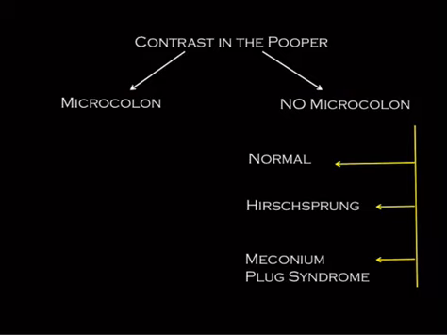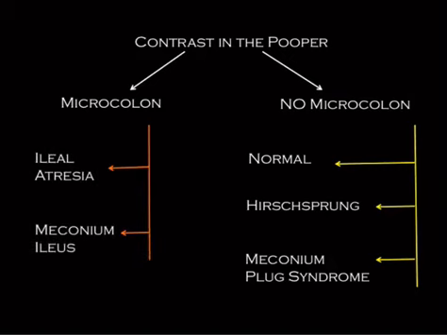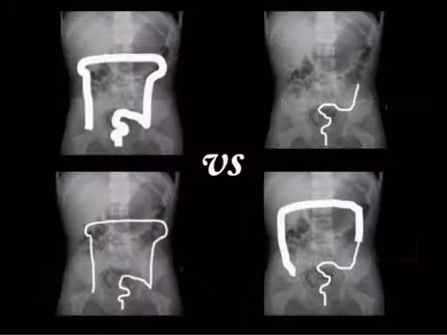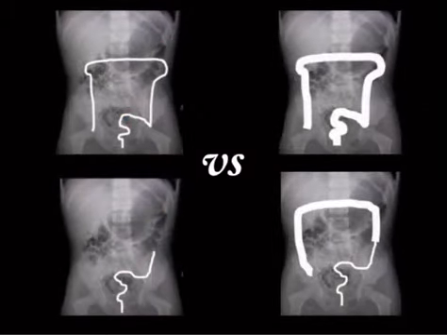The presence of a microcolon, then you're going to think about, is it a short one or is it a long one? So you can have either ileal atresia or meconium ileus, or you can have colonic atresia. So long ones or short ones. Well, why would this be short? Because you don't have a colon, so it can only fill a little bit, and then the rest of it's not going to fill because you don't have a colon. So let's look at this again. I'll reorganize these things so that we've got microcolon and not.